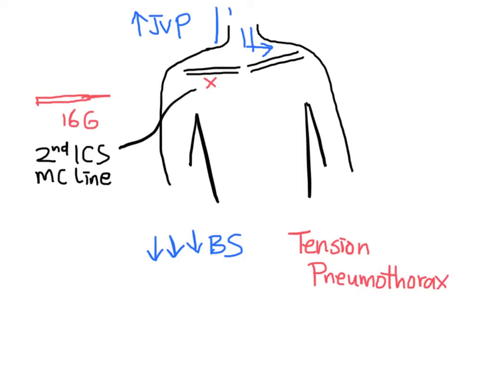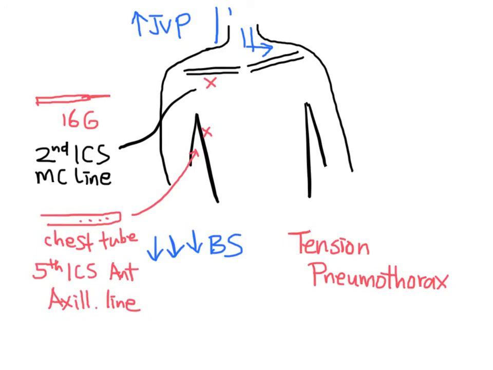You then insert a chest tube in the fifth intercostal space in the anterior axillary line. After this, you discuss with your on-call thoracic surgeon about further management of this patient.